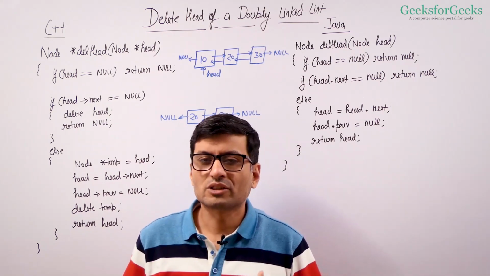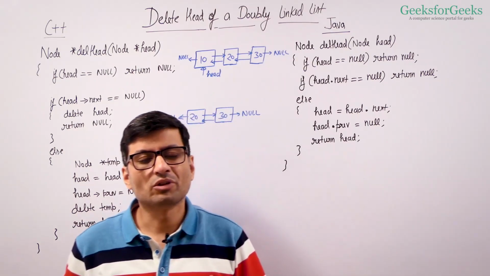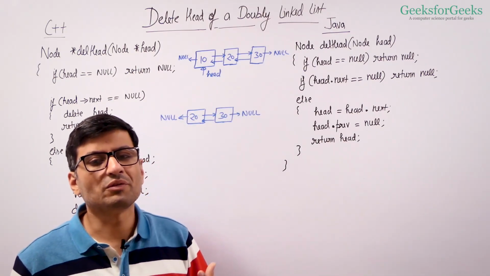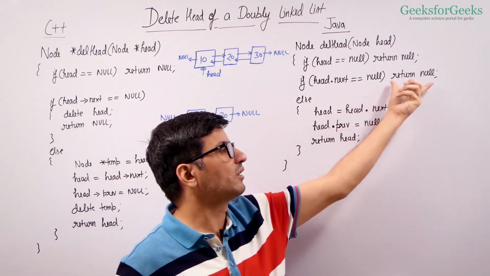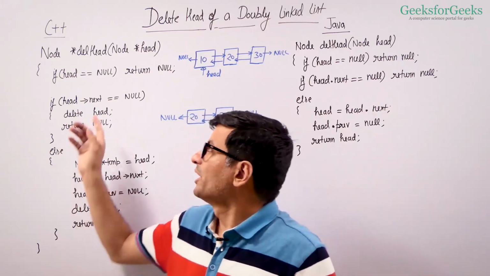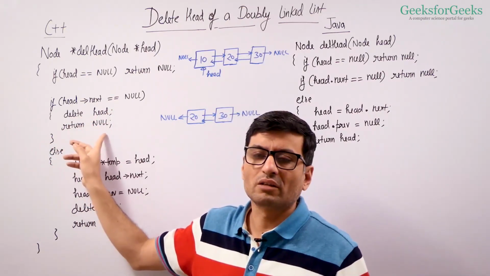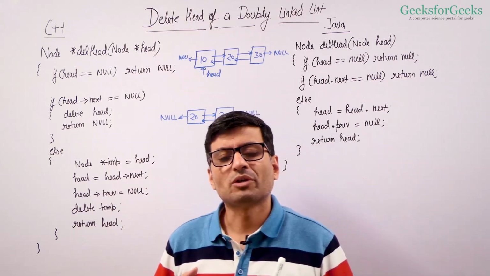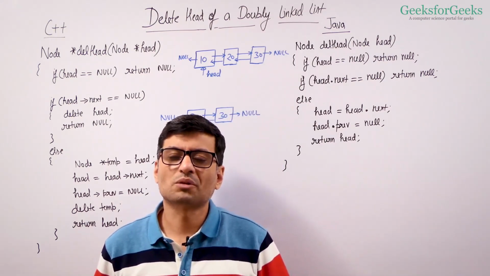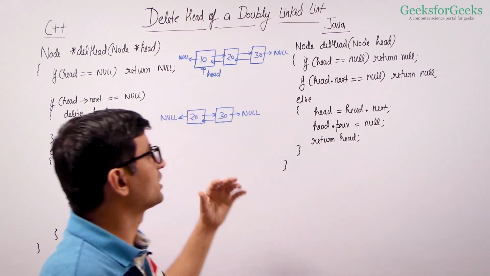In Java, there is automatic garbage collection. So we do not need to explicitly deallocate memory for any node. We simply return null. In C++, we delete the head node and we return null. Now let's talk about the cases when we have two or more nodes. And here is an example case.